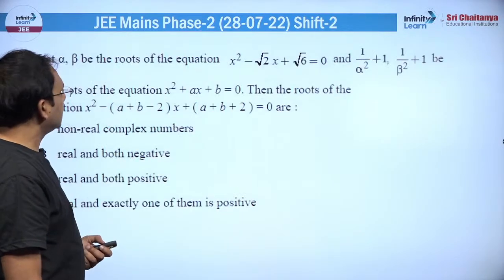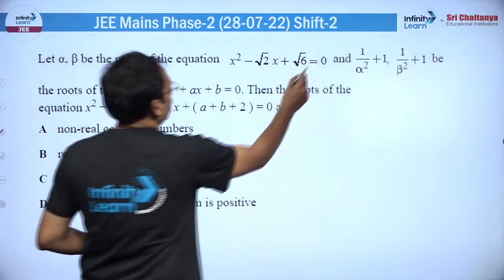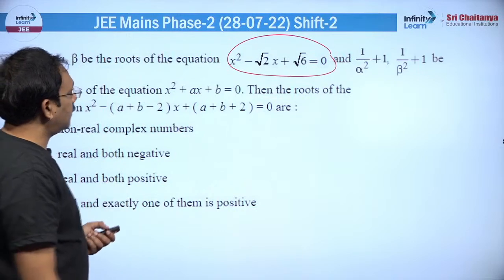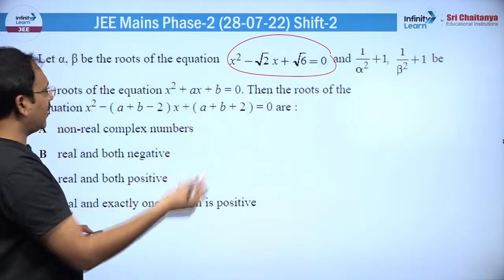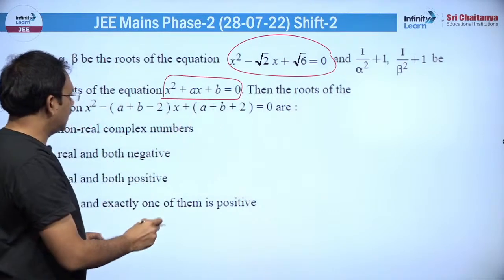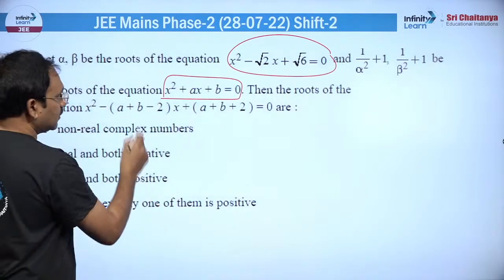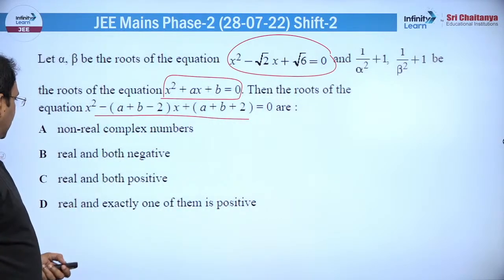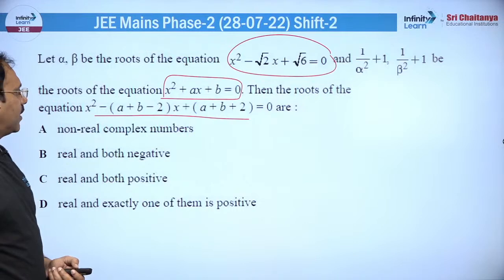Next, my dear friends, the second one. This is a quadratic equation whose roots are alpha comma beta. He said 1 by alpha square plus 1 and 1 by beta square plus 1 are the roots of this particular quadratic equation. So I need to comment on the roots of this particular equation, real and negative, real and positive kind of, my dear friends.